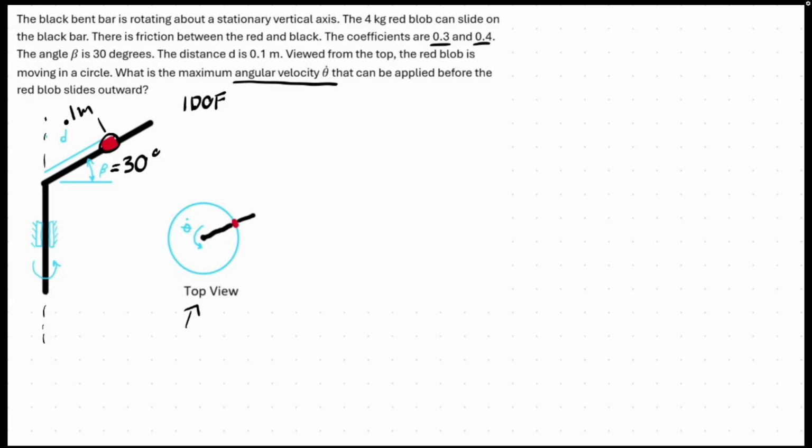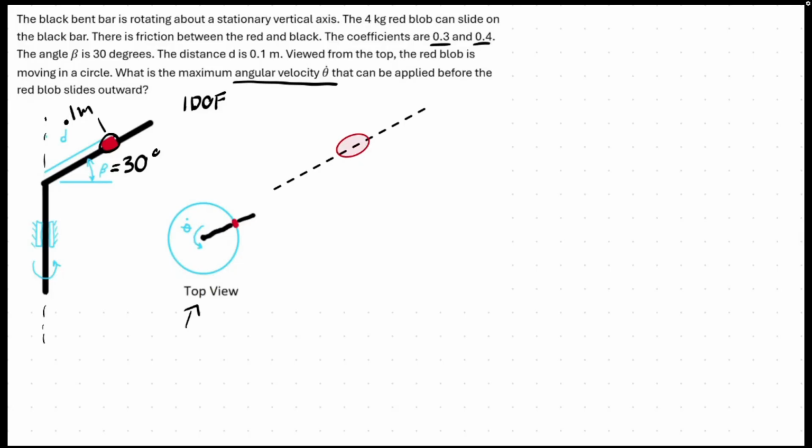So let's do it. I'm going to draw and pretend this is the black line, or the metal bar that the red blob is resting on, just to keep my axis in place. And then my red blob will be right here. It can be a circle.